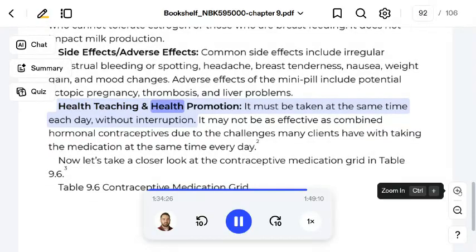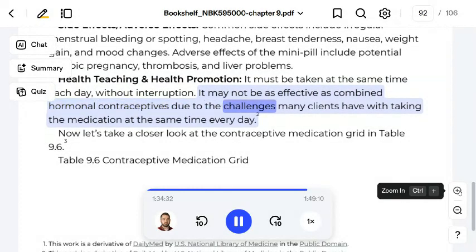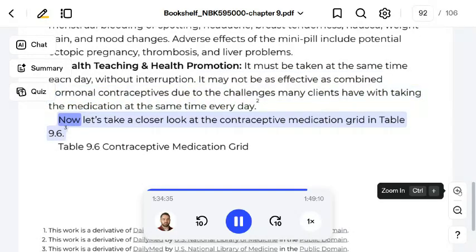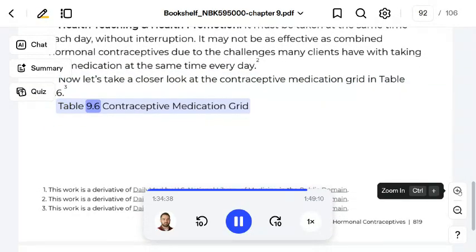Health teaching and health promotion: it must be taken at the same time each day, without interruption. It may not be as effective as combined hormonal contraceptives due to the challenges many clients have with taking the medication at the same time every day. Now let's take a closer look at the contraceptive medication grid in Table 9.6. Table 9.6 Contraceptive Medication Grid.